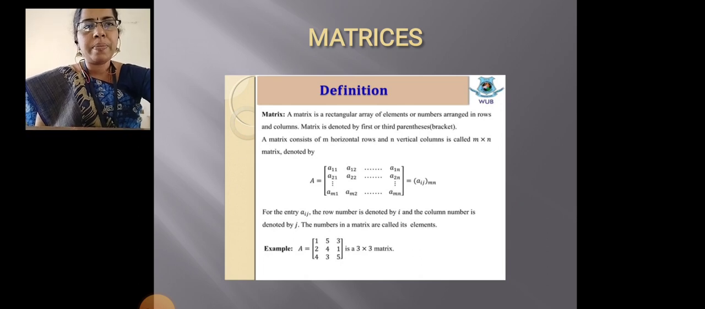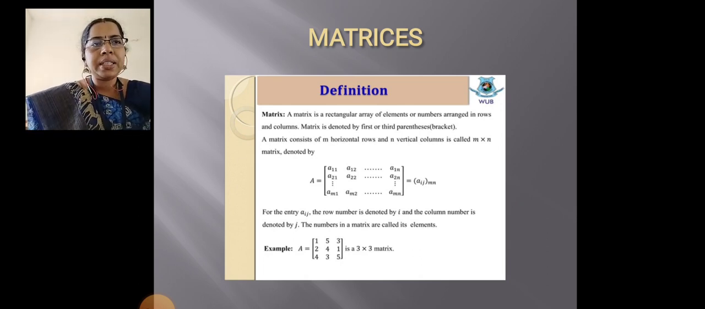First, the definition of matrices. A matrix is a rectangular array of elements or numbers arranged in rows and columns. A matrix is denoted by parentheses or square brackets. A matrix consists of m horizontal rows and n vertical columns, and is called an m cross n matrix.